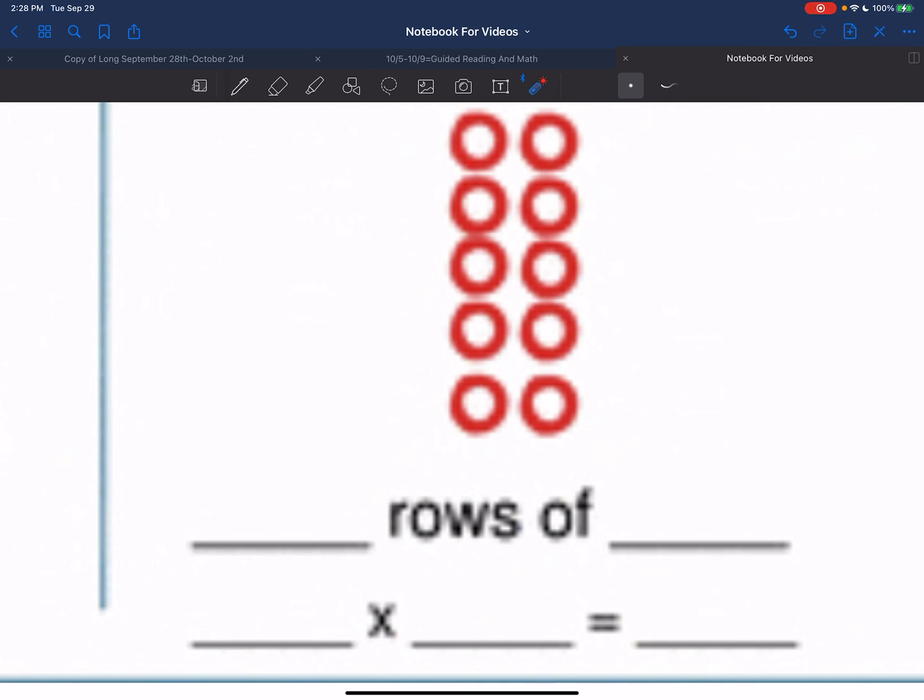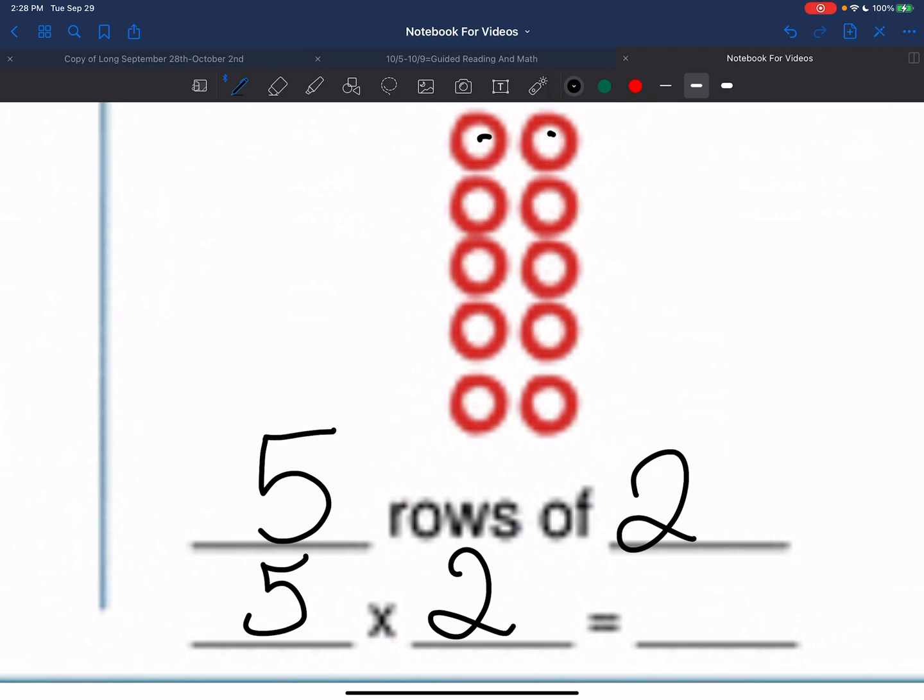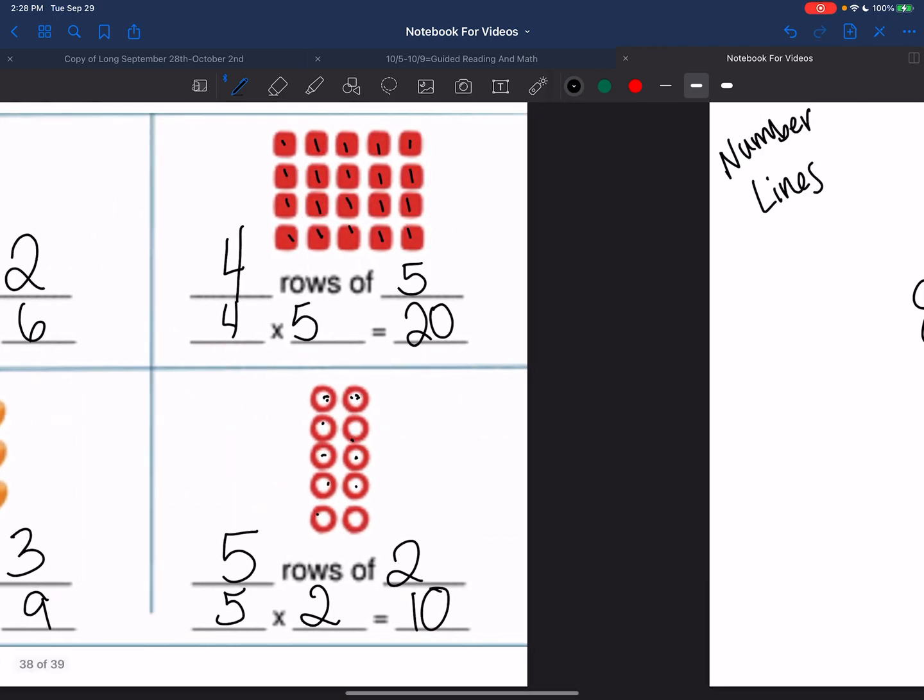Last model, how many rows do I have? 1, 2, 3, 4, 5. How many in each row? 1, 2. The problem is 5 times 2. 5 times 2, if you don't know it, we're going to count it. 1, 2, 3, 4, 5, 6, 7, 8, 9, 10. Oh, not 12, 10. All right, so that's how you read an array.